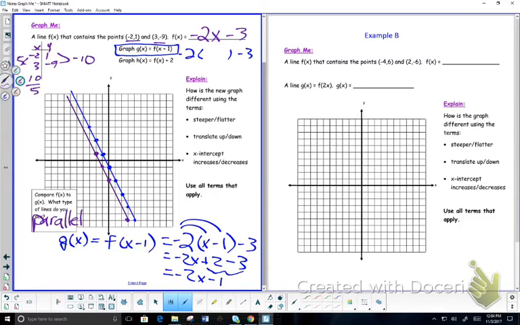Okay, so let's look at a few things. Let's compare this purple one to this blue one. When I look at this purple one, is this blue one steeper or flatter than the purple one? They're the same, right? Because the slope is the same. It's not steeper or flatter. Did this blue one, in comparison to the purple, translate up or down? How much? Be specific. Up 2, right? The y-intercept was here, now it's there. So, up 2.